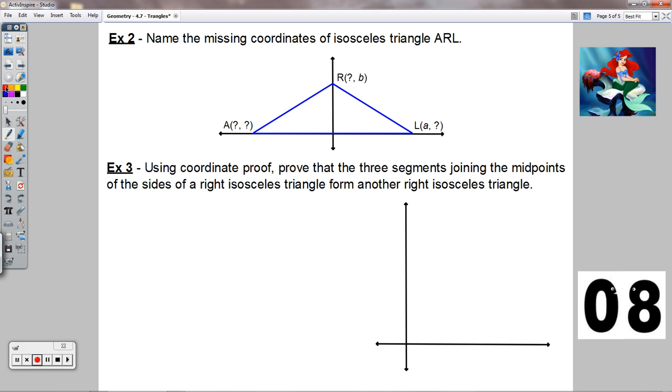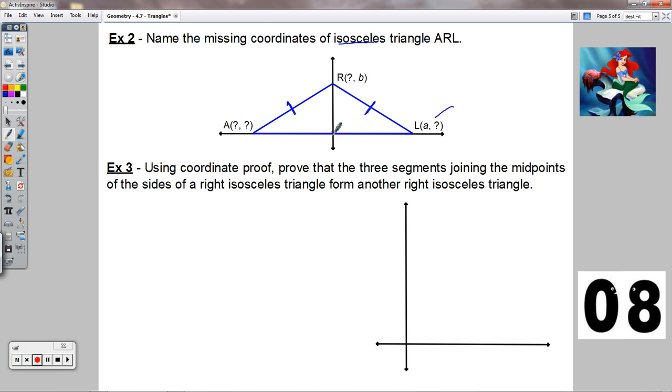So we got the missing coordinates of isosceles triangle ARL. If it's isosceles, then I know that two sides have to be equal, at least two sides. And it looks like that's clearly on the picture the only ones that could be equal to each other in length. So right here, what are the missing coordinates? What are the question marks?